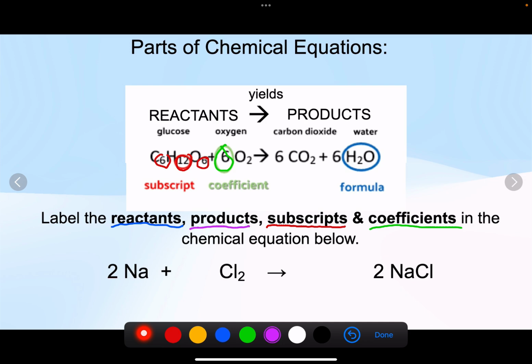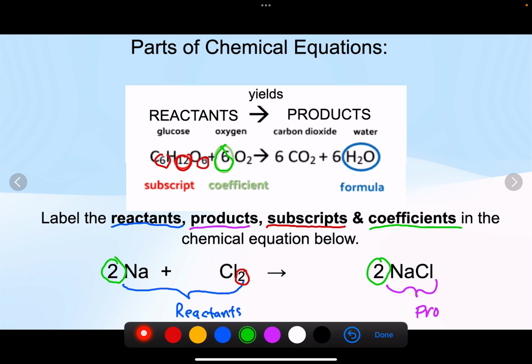Okay, so we'll start with reactants. The reactants over here are sodium and chlorine. Okay, those are the reactants. The product is sodium chloride. Okay, so that's my product. These are my reactants. All right. We're going to circle the subscripts in red. I only have one, just that guy. And we're going to circle the coefficients in green. Coefficient, coefficient, okay? So this is just identification of the parts of a chemical reaction.